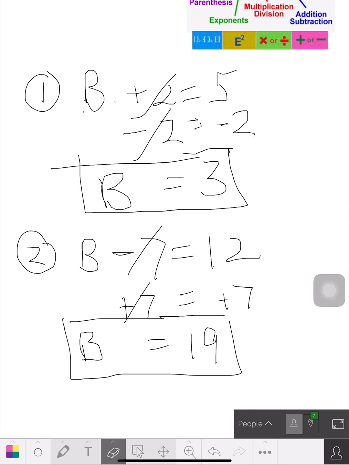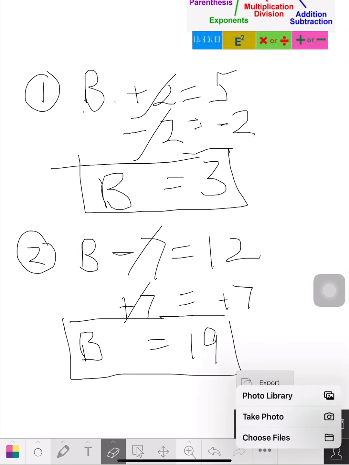So here, I'm going to erase that so that way the order of operations, or I can put the order, you know what I'll do instead? I'll just put the order of operations on again.